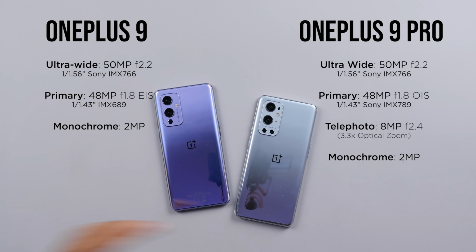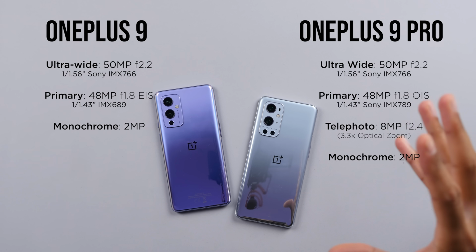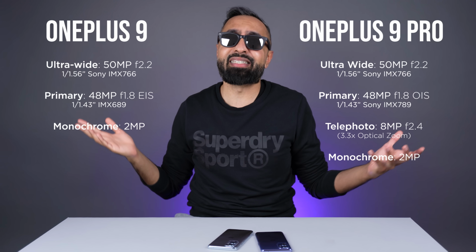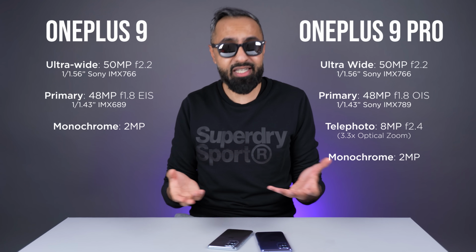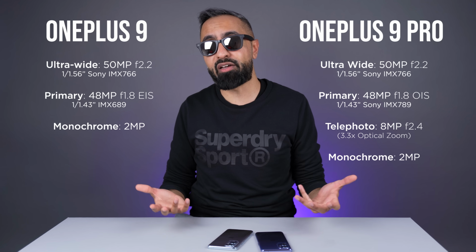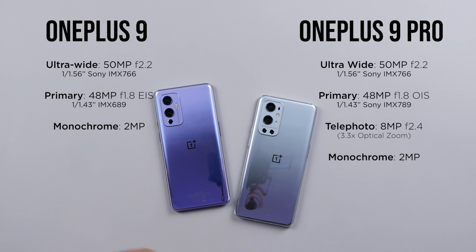Now, both devices also have a 2 megapixel monochrome camera, which is supposed to give you better black and white images. I personally don't buy it. I think it's just there for the sake of having an extra camera. I really don't think it makes that much of a difference to your images when you are shooting in black and white. So yeah, we do have some improvements for the cameras on the OnePlus 9 and 9 Pro.